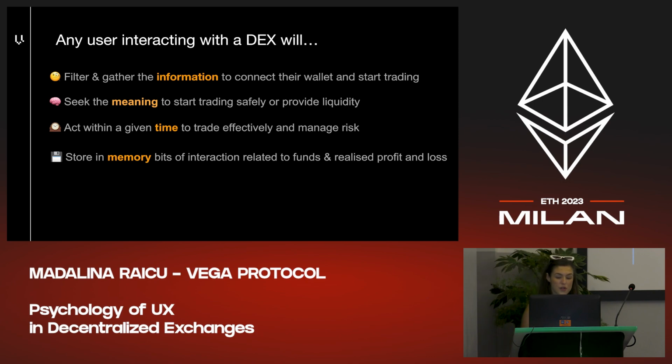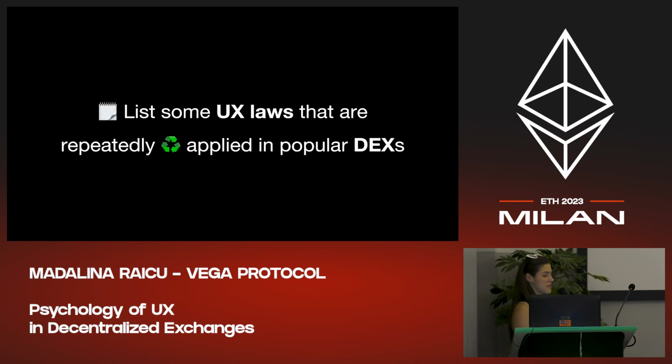And then they need to store bits of this interaction related to their funds and realize profit and loss. So to improve their user experience, we need to understand the biases and heuristics affecting these 4 decision cycle steps. Now let's dive in. We'll start with some laws that are repeatedly applied in popular DEXs for the aforementioned 4 categories.